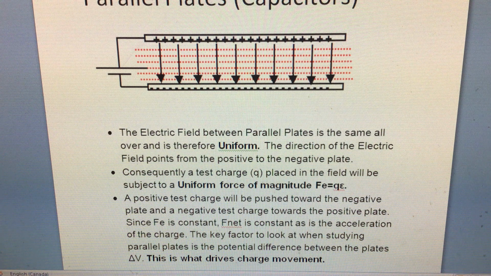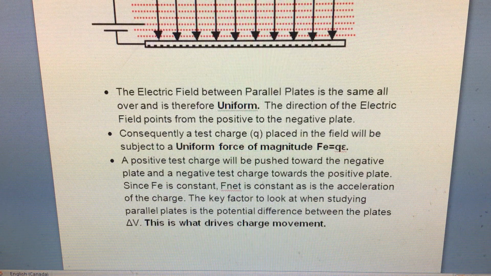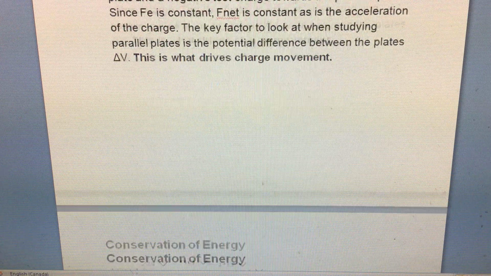And if it's a negative charge, it will get driven to the positive plate. The key thing to remember is that a force will exist on the charge. This force is uniform, as the electric field between parallel plates is uniform. And the driving force is the potential difference between the two plates. And that, of course, is maintained by the power source.